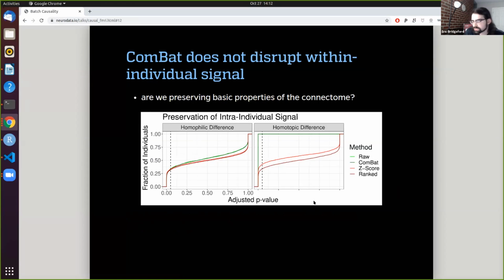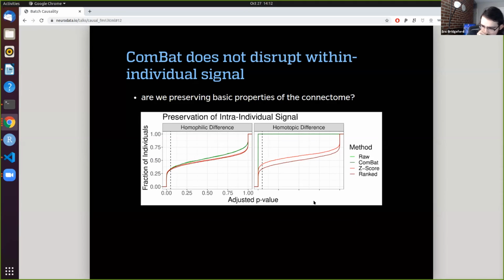The second question was, there are also a bunch of within individual properties of the connectome that we're interested in. So here we were seeking to check that properties that were present at the individual level before and after combat were still present. So our individual level signals in this case were the homophilic and the homotopic differences in connectivity. The homophilic difference is the difference between edges in the same hemisphere and the opposite hemisphere. This effect doesn't tend to be super prominent.